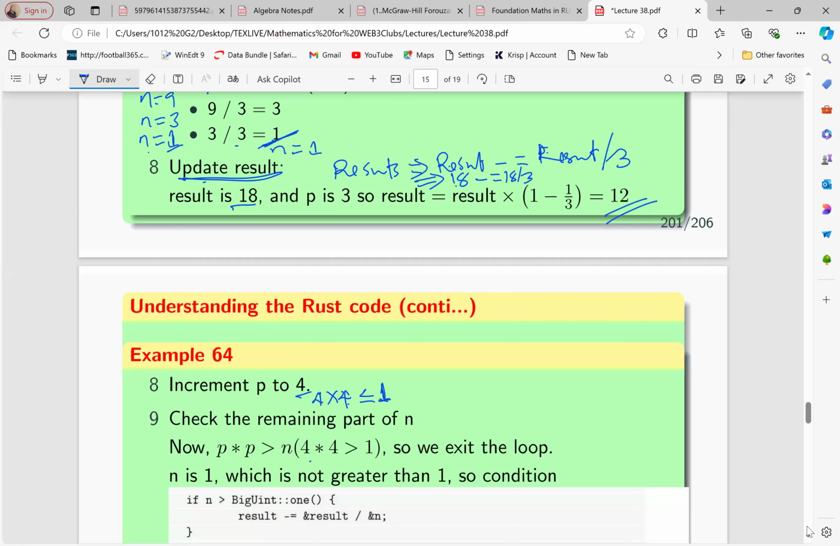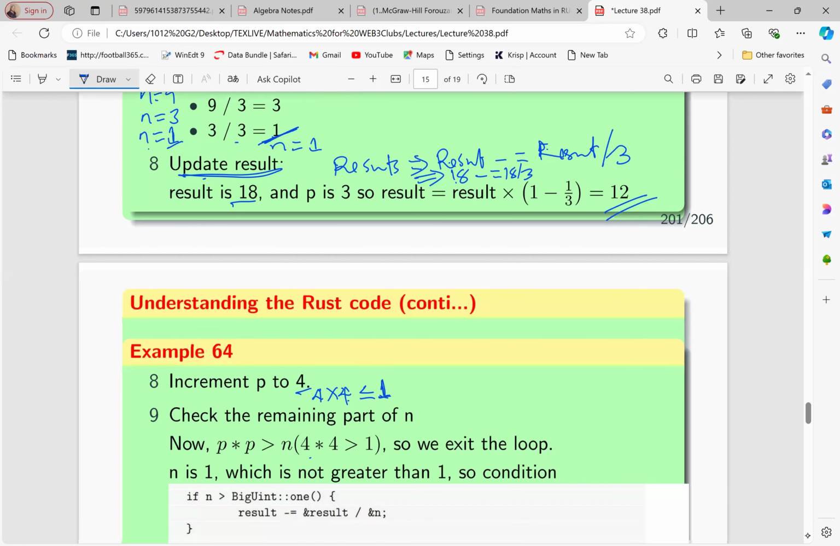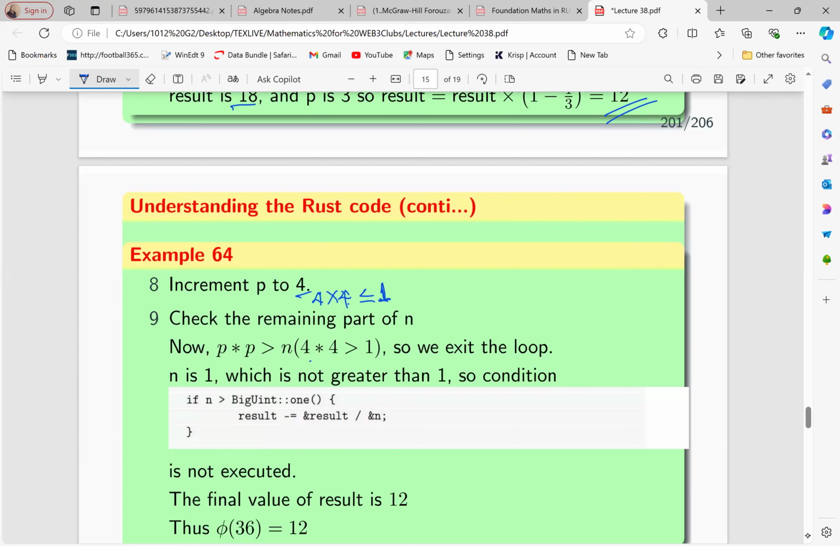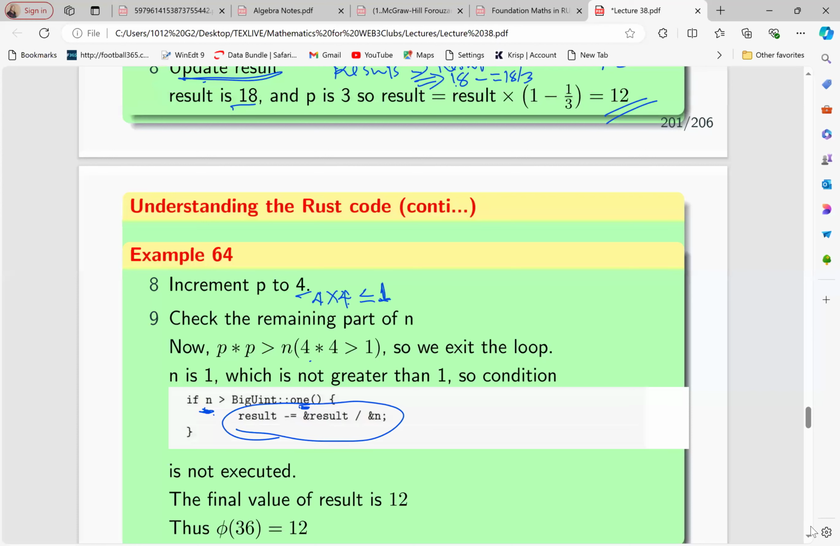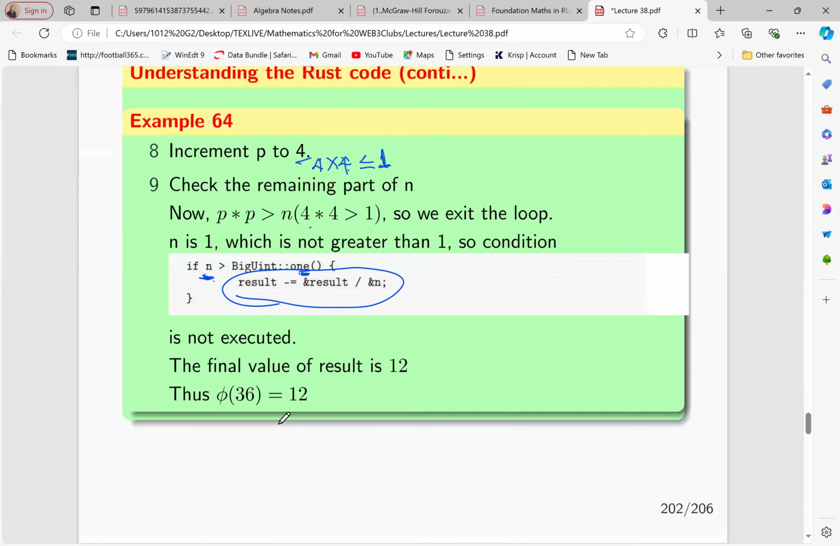And then it means the next part does not apply to this. The next part is this. The next part says, if n is greater than 1, then you write the result this way. But in our case, n is not greater than 1. So our result remains as 12, the one we were coming up with. So that remains the result.